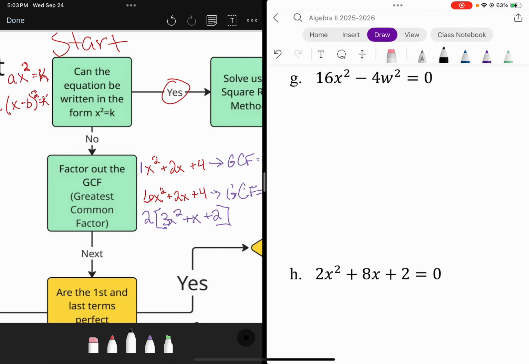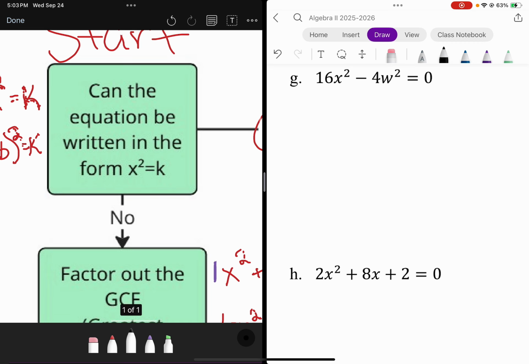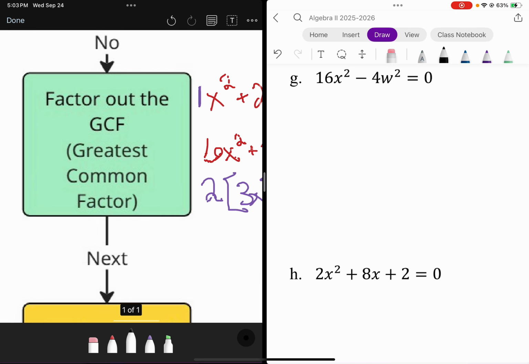Hello. So our next example for G, we have 16x squared minus 4w squared equals 0. Because, first of all, this one has two variables, we cannot write it in the form of x squared equals k. With our GCF, we can factor out our greatest common factor of 4. So we would have 4 times 4x squared minus w squared equals 0.